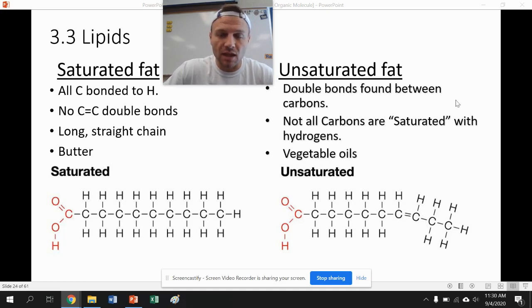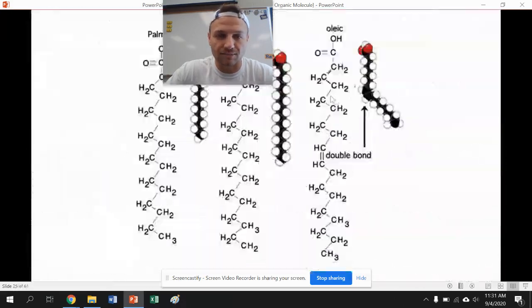So whenever you see a kink in a fatty acid, you know it's an unsaturated fatty acid. The example that I have here for unsaturated fatty acid is vegetable oil. Using unsaturated fatty acids is a little bit better for us when eating. Your body can break these down just a little bit better than the saturated fatty acids. So that's why we tend to try to cook more with unsaturated fatty acids than saturated fatty acids.